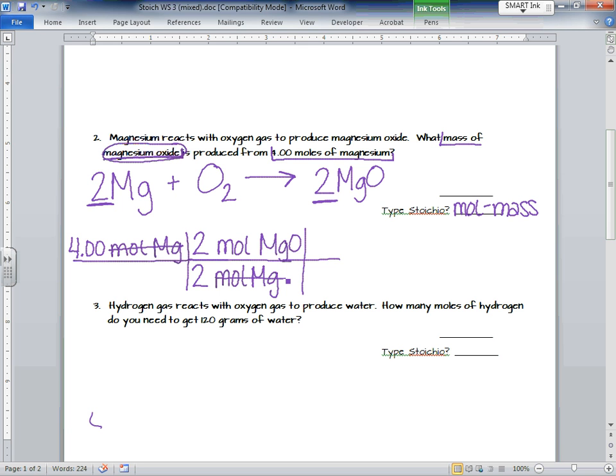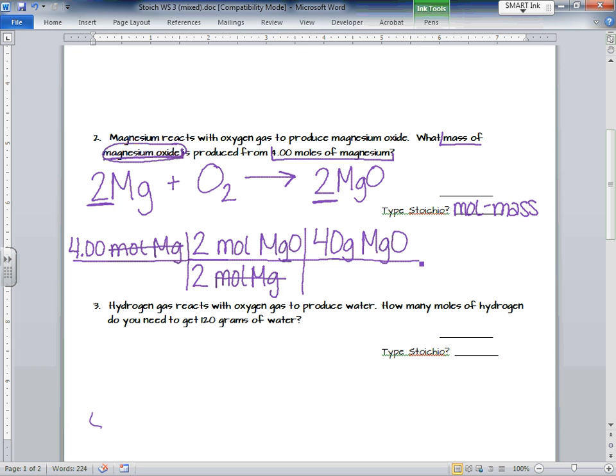It's asking for the mass of magnesium oxide. So I need to find my molar mass of magnesium oxide. When you find that molar mass, you'll take the atomic mass of magnesium plus the atomic mass of oxygen. When you add them together, you should get 40 grams. 40 grams of MgO, that is my molar mass.